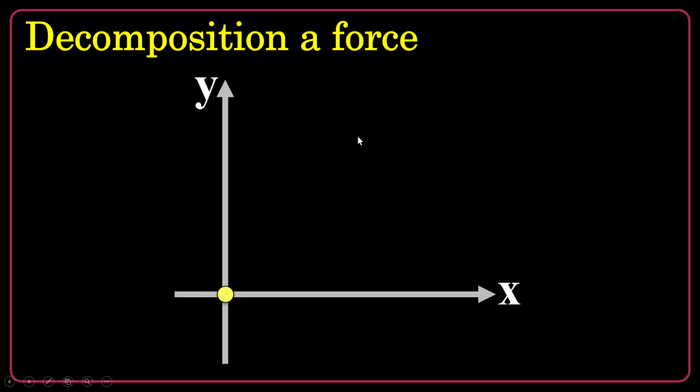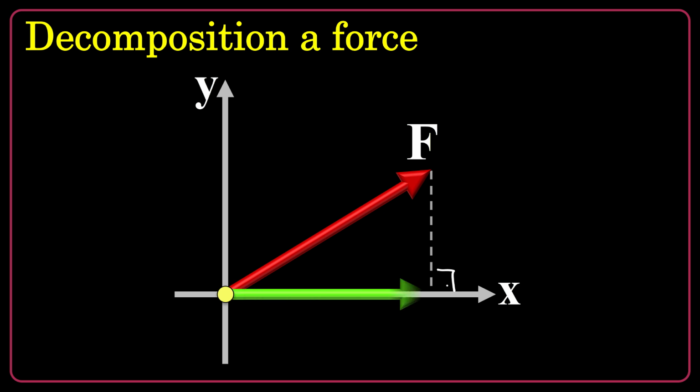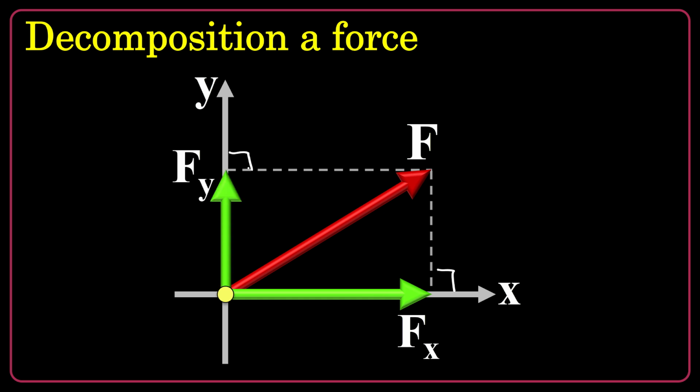Now, the decomposition of a force is an extension of the concept we learned: finding the component of a force on both the horizontal and vertical axes. Here I have a Cartesian coordinate system, and I suppose that there is a force F. Let's find its components on both axes. I draw a vertical dashed line normal to the x-axis, and this is the horizontal component, Fx. I do the same thing on the vertical axis. I draw a horizontal dashed line normal to the y-axis, and this is the vertical component, Fy.